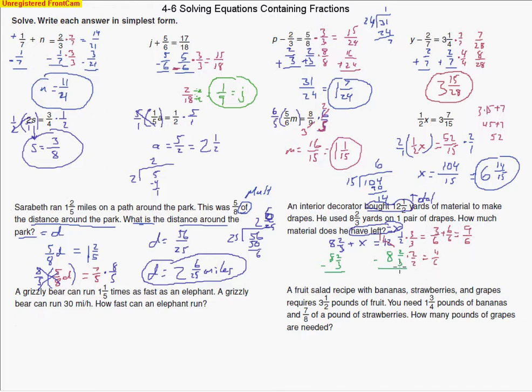So now I can do the subtraction. 9 minus 4 makes 5. So I have 5/6. 11 minus 8 makes 3. So 3 and 5/6 yards is what's left over.